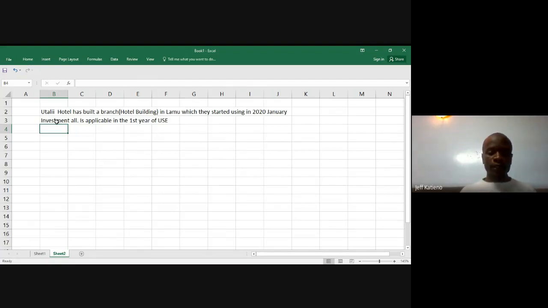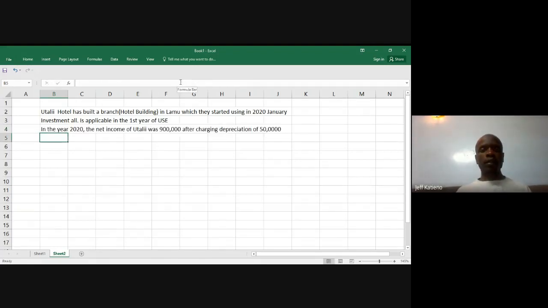So let's assume that in the year 2020, the net income of Utalii was, let me say, 900,000. So this was the net income of Utalii after charging depreciation of 50,000.